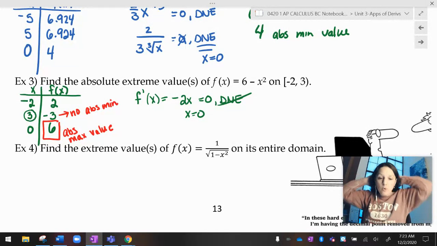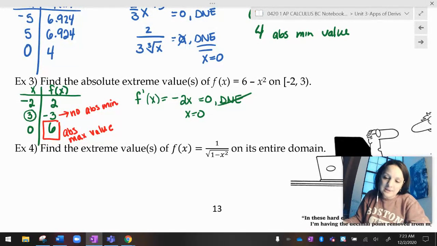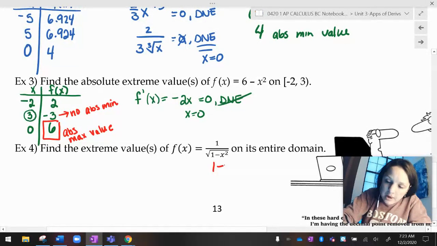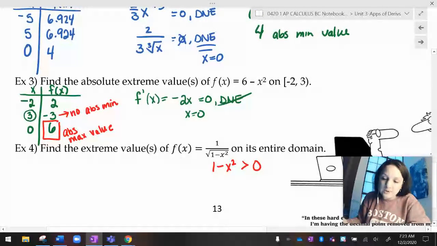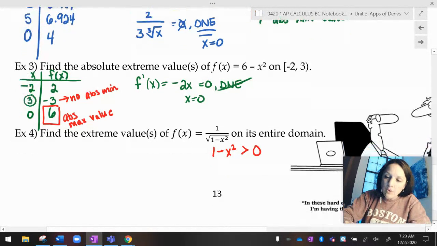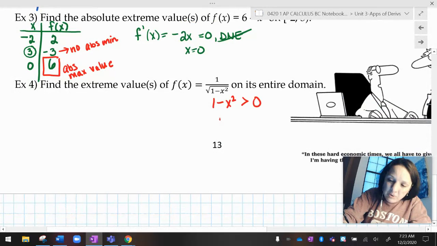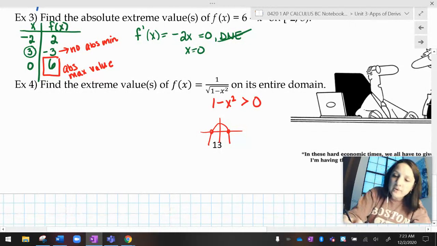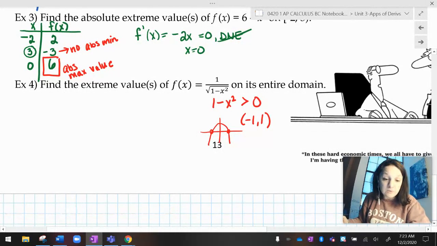All right, and then number 4, find the extreme values of f of x on its entire domain. Okay, so what's the domain of this? The domain is that 1 minus x squared needs to be greater than but not equal to 0. And the way I'm going to think of that one is, 1 minus x squared looks like this. It's greater than 0 between the roots. So my domain is -1 to 1, non-inclusive.